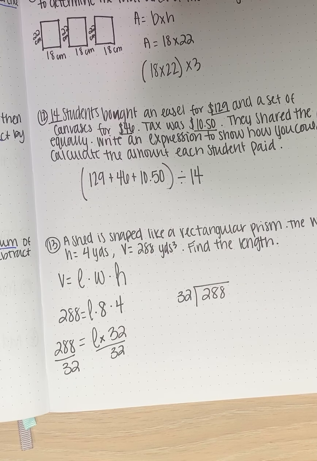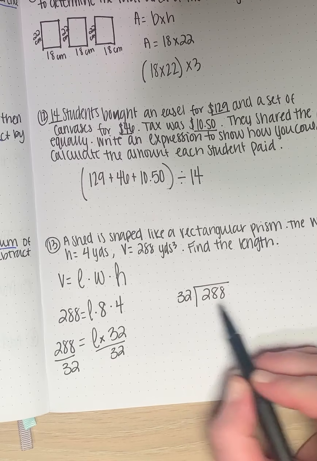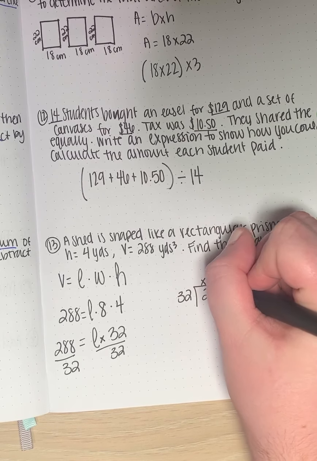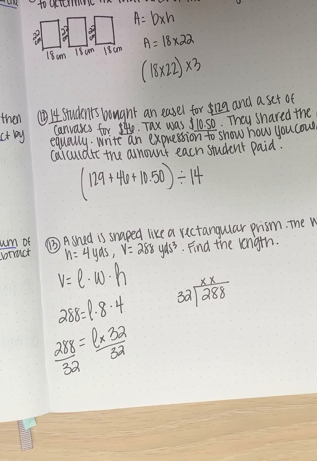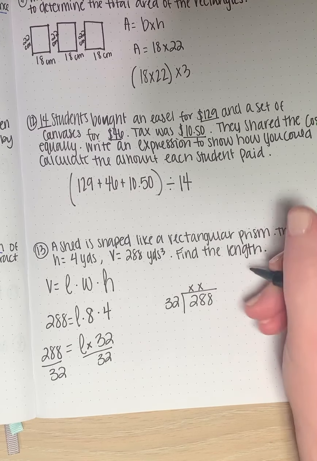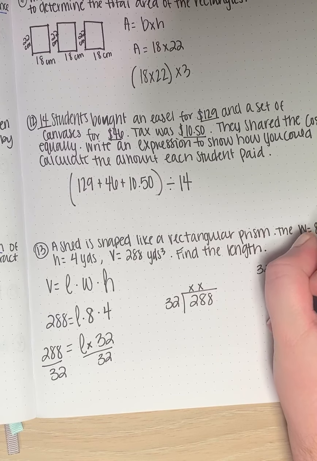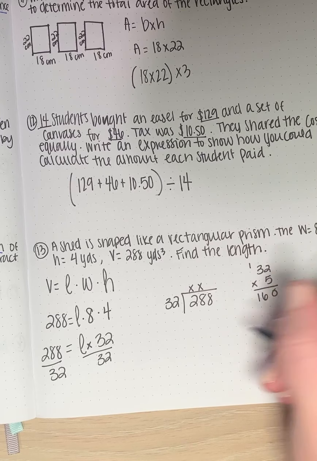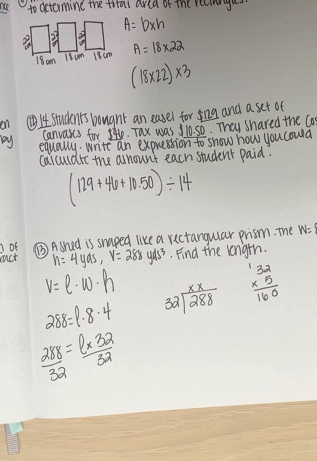All right. So now let's see. 32 cannot go into 2. 32 cannot go into 28. So we're just going to have to pick a random number and multiply it by 32 or add 32 till we get to 288. So I'm going to start with 5 just to see where we get. 32 times 5. Let's see. So that gives me 160. Whoa, way off. All right, let's bump up our number.